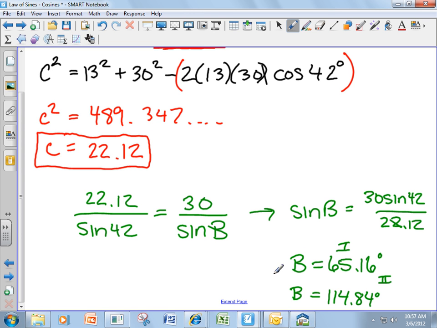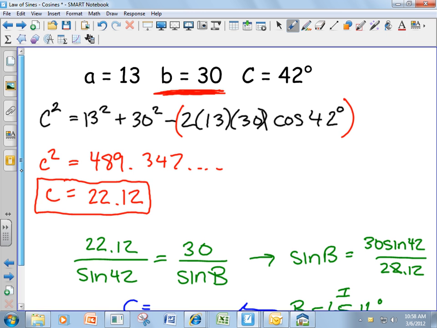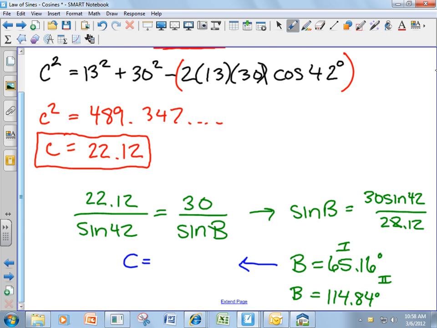Now, let's think about what our last missing piece is going to be and how we're going to know which one of these actually works. We are missing angle C. In order to find angle C, you know A and B, I'm sorry, we don't need angle C, we need angle A. We know angle B and C at this point, so it should be pretty easy for you to find A just from subtracting from 180.